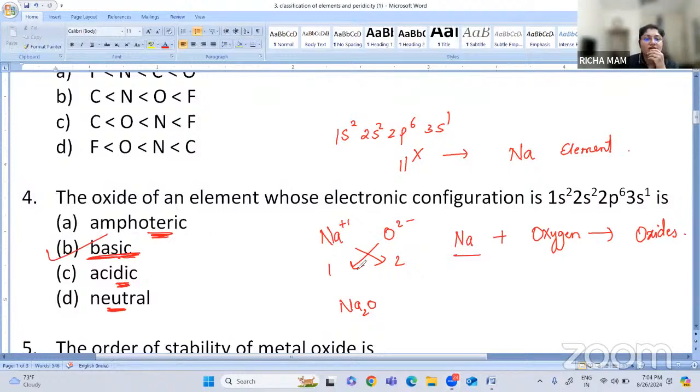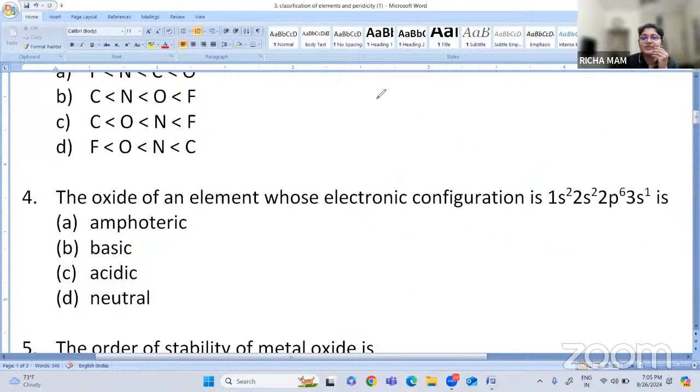Sodium comes under alkali metals, right? And alkali metals are strongly basic in nature. So option number B. It forms sodium oxide and it is basic in nature. S block elements consist of 2 groups, alkali and alkaline earth. Remember that the oxides of alkali metals are strongly basic in nature. So option number B is the answer. Next question.